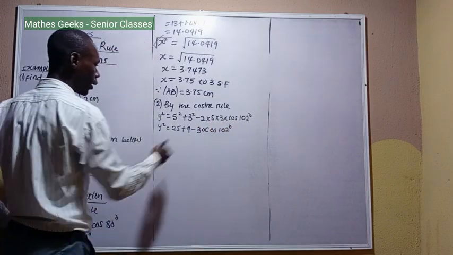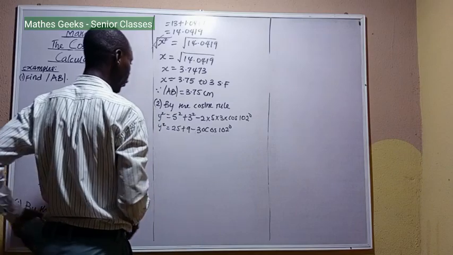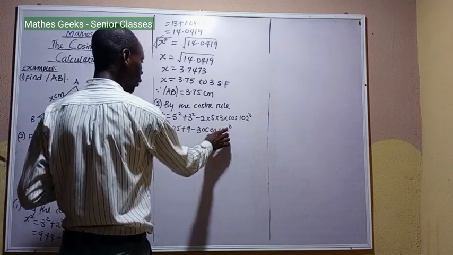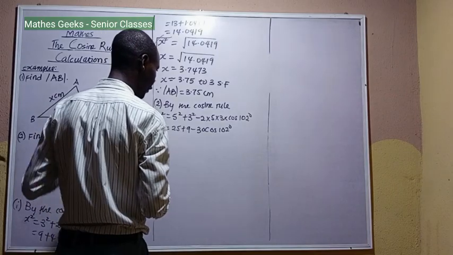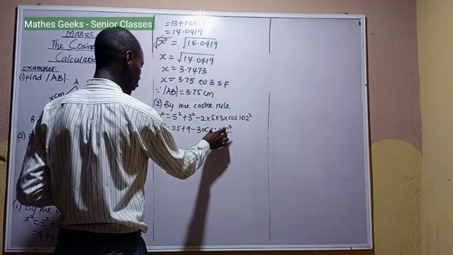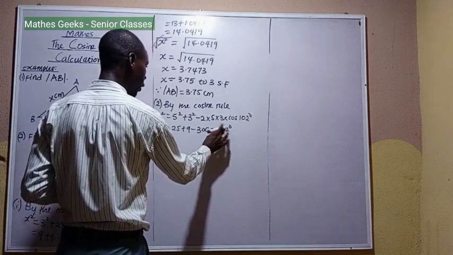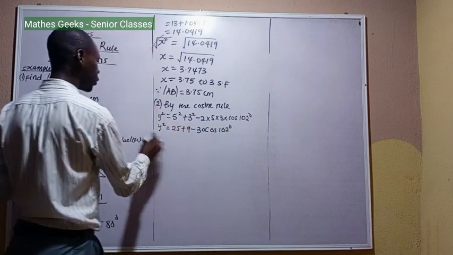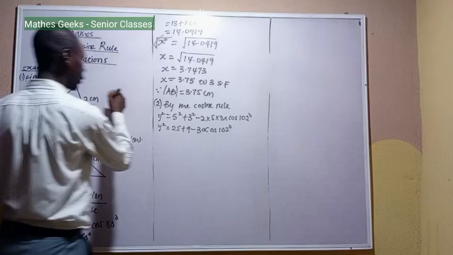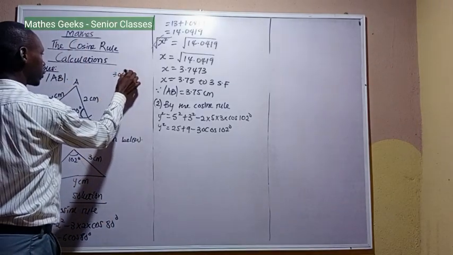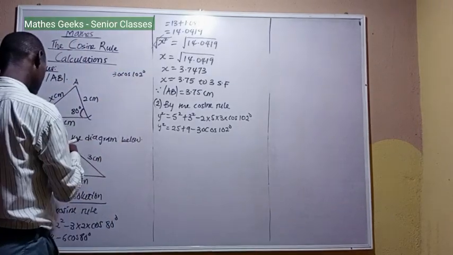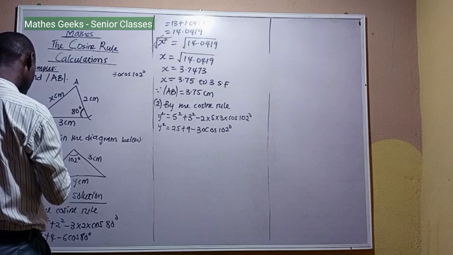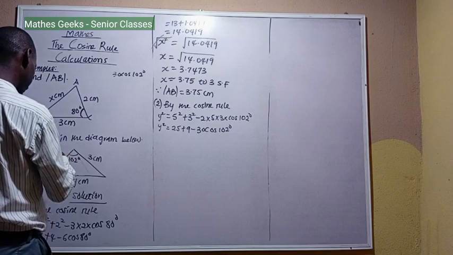If we punch cos 102 degrees into our calculator, we're going to have a negative value, and that's because this angle is in the second quadrant and cos is negative in the second quadrant. So let me punch 30 cos 102 into my calculator.